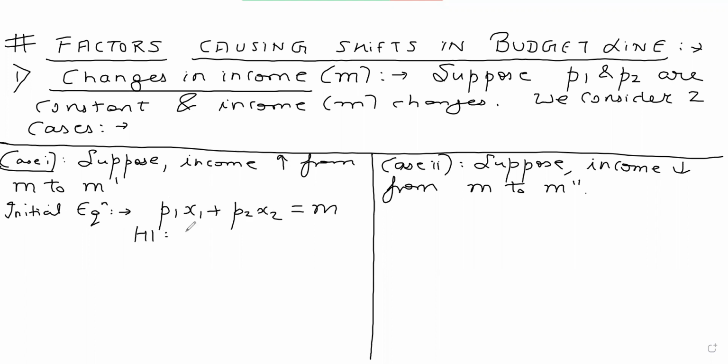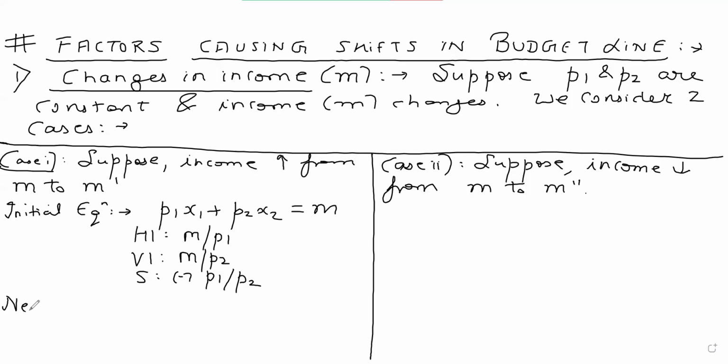Horizontal intercept. How do we find horizontal intercept? Put x2 as 0. You get x1 as M by P1. Vertical intercept. How do we find vertical intercept? Recall from the previous lecture, you put x1 as 0, you get x2 as M by P2. Slope, all of us know that's minus P1 by P2.